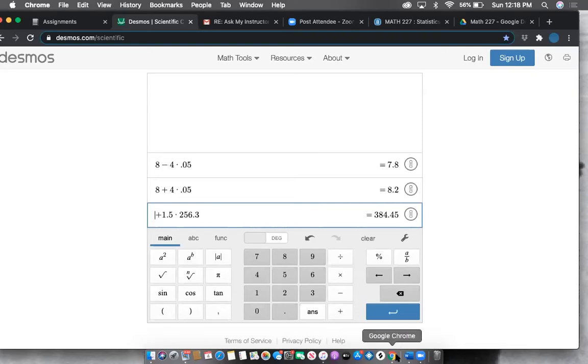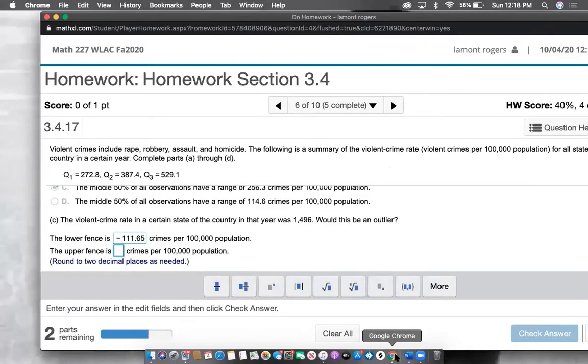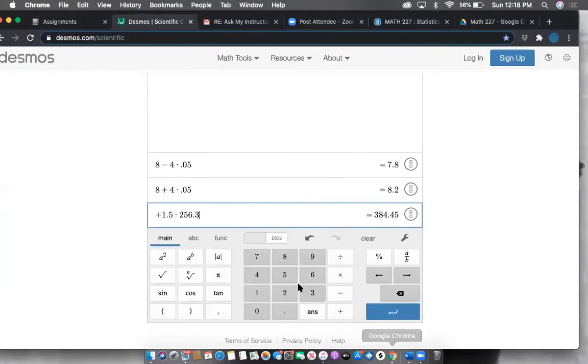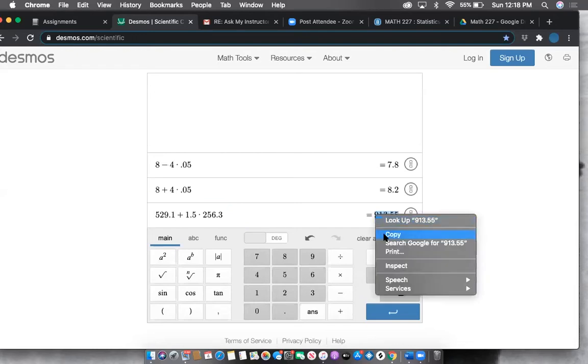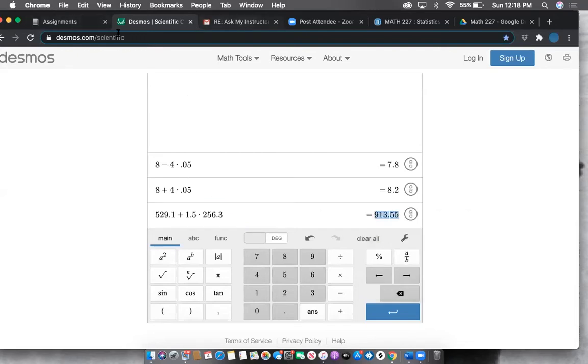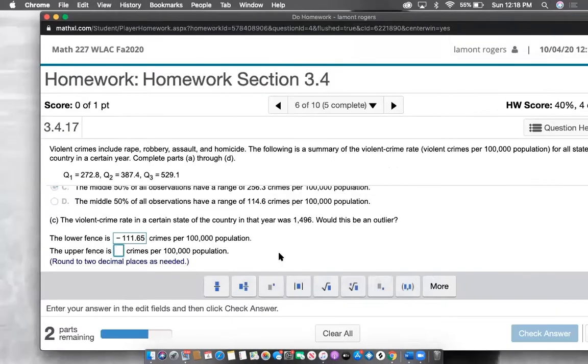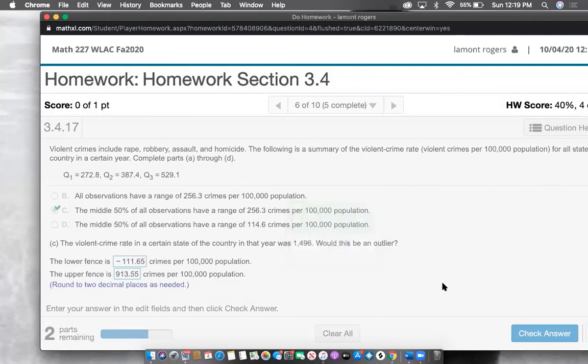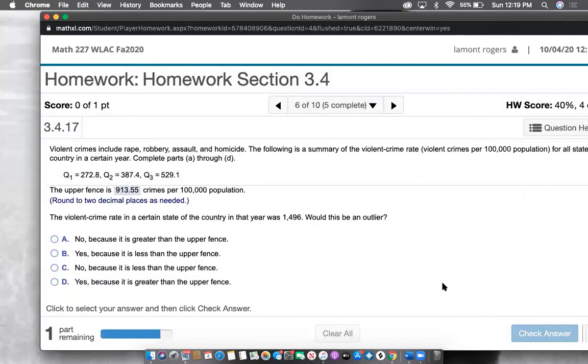Q3 was like 529.1. Yeah. So you can go to the left. 529.1. Yeah. All right. So then 913.55. You can copy that. All right, so those are your lower and upper fences, right?